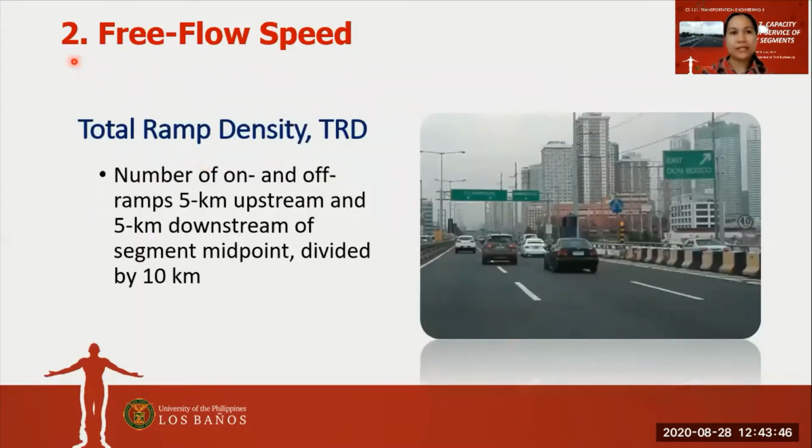Okay, and we are still in process number 2, determining the free flow speed. Now, what is the total ramp density? This is the number of on and off ramps per upstream or downstream. For example, you have a 10-kilometer highway, then you have to count how many ramps there are, and then divide it by 10 kilometers.